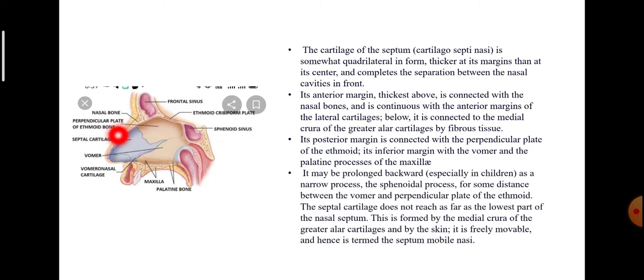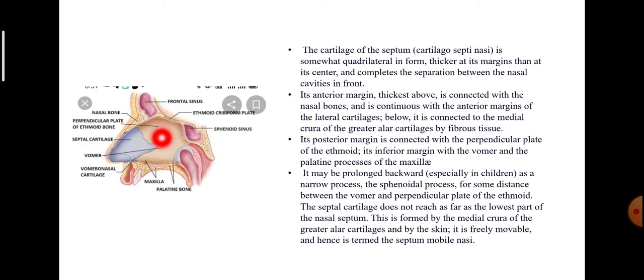Now, the cartilaginous part of the nasal septum may be prolonged backwards as a narrow process, and this is called the sphenoidal process, for some distance between the vomer and the perpendicular plate of ethmoid.